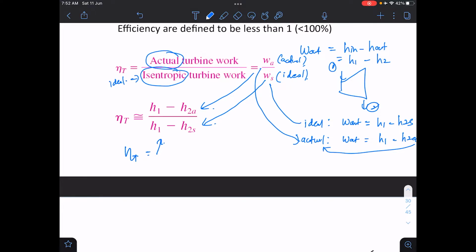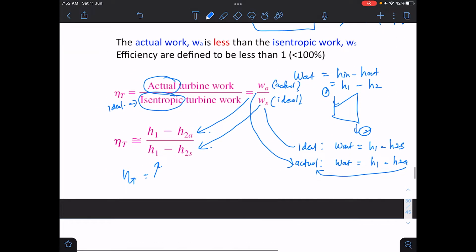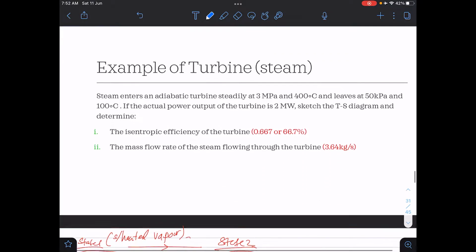So it might be confused with other components, okay, but this is for the turbine. Alright, so let me do an example on how to apply these isentropic efficiencies here.